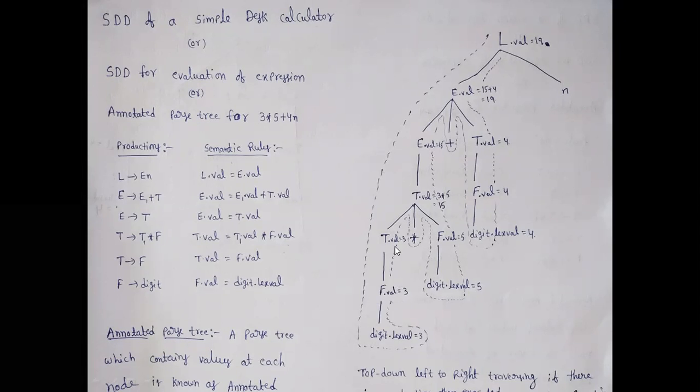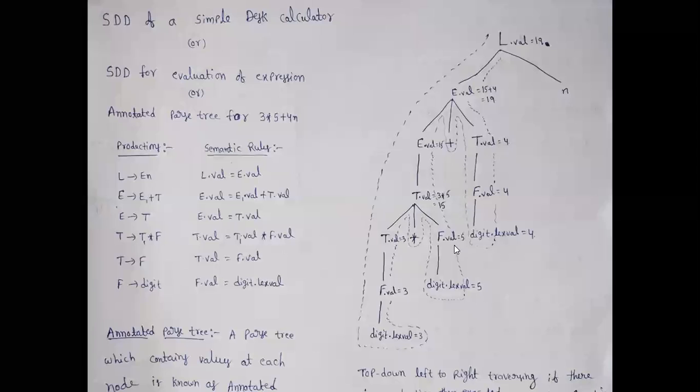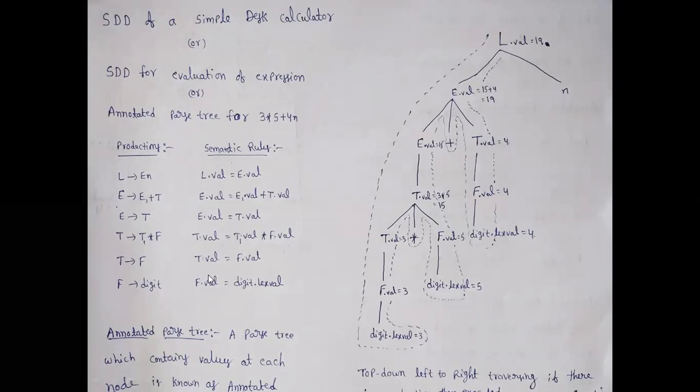So here also there is one reduction, that is, F.value is assigned to T.value. Then we write T.value is equal to 3. Here, at the star, we are not performing any reduction. Here digit.lex value is 5. So here we write one reduction: we have digit.lex value, and we assign it to F.value. So here F.value is equal to 5. Why? Because we are specifying it here. Then we are moving to the top.